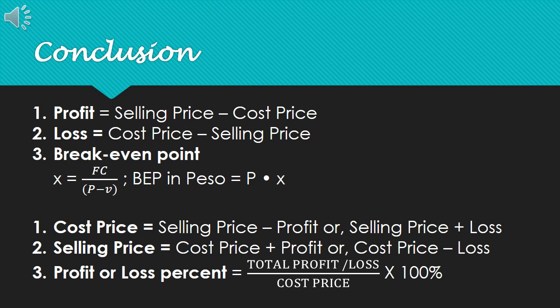Next, we have to familiarize the formula for cost price, which is selling price minus profit or selling price plus loss. Another one, selling price equals cost price plus profit or cost price minus loss. For the last, we have profit or loss percent, which is equal to total profit or loss all over cost price times 100.